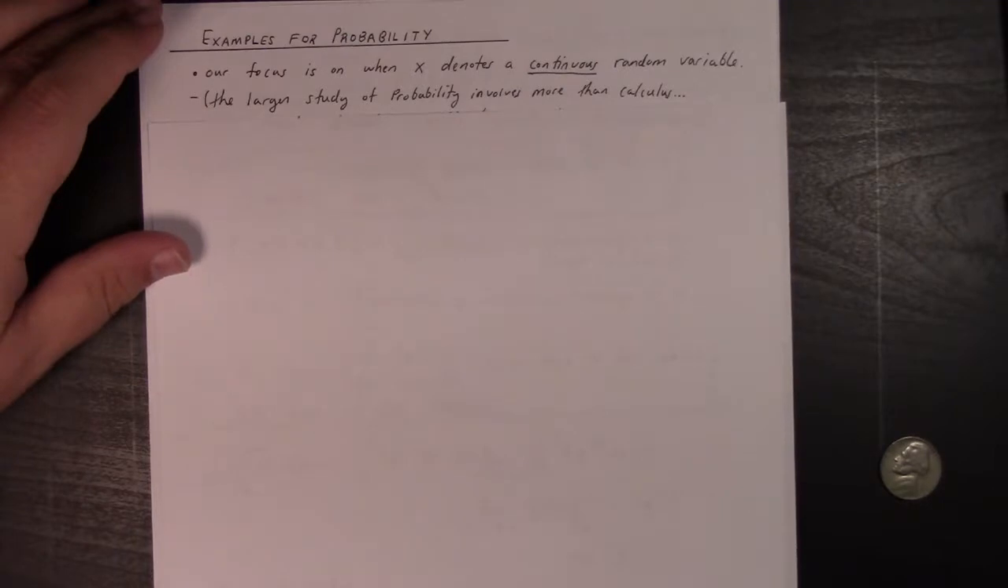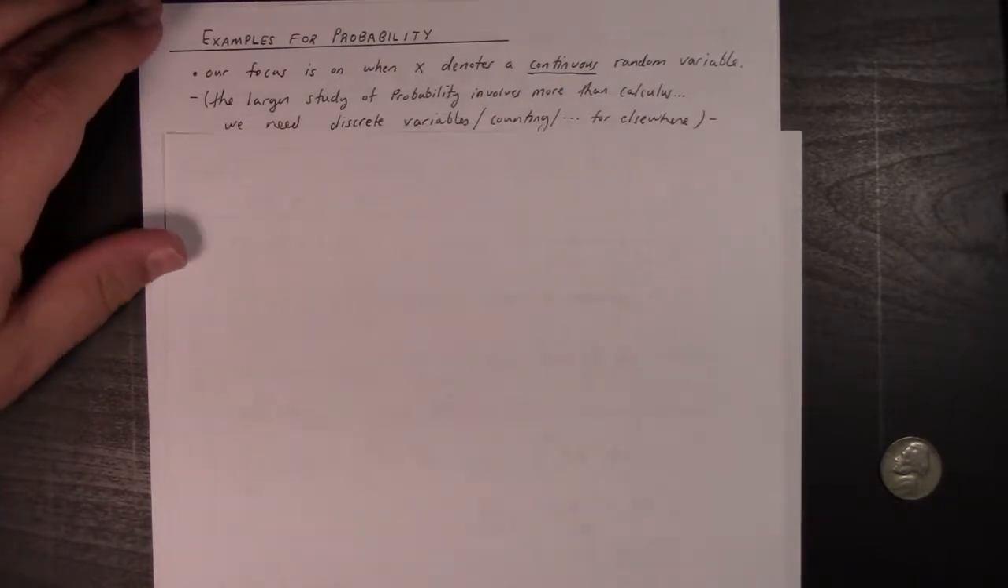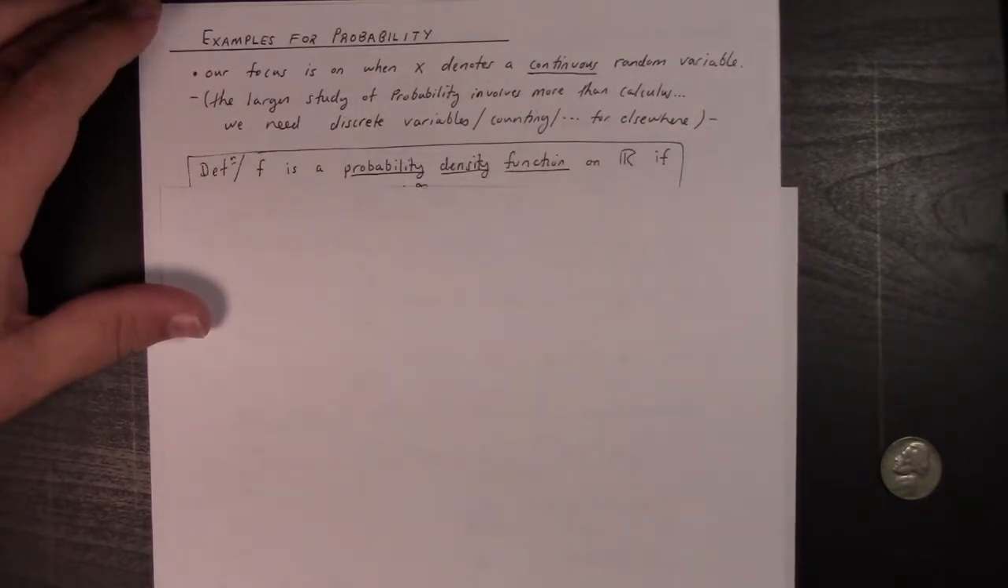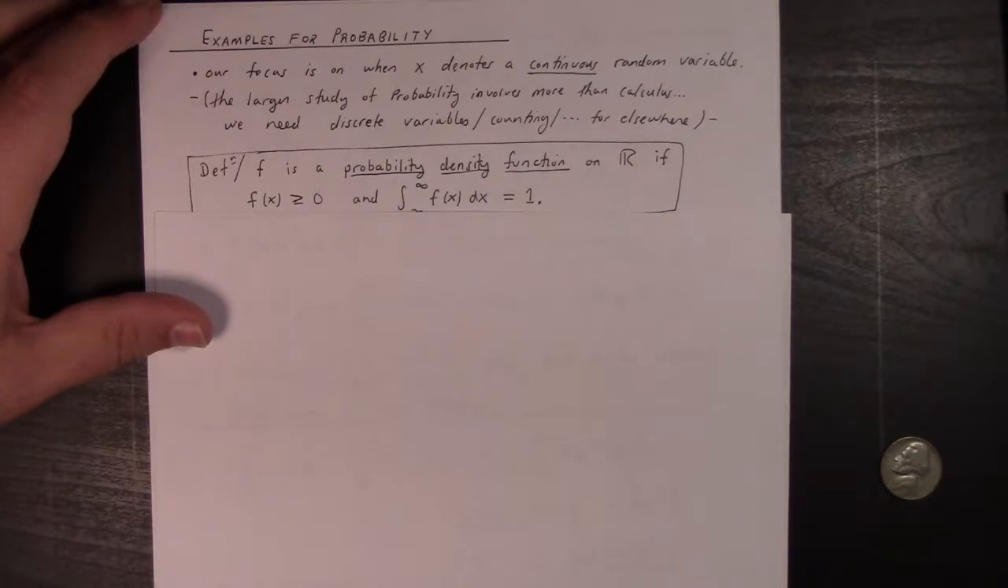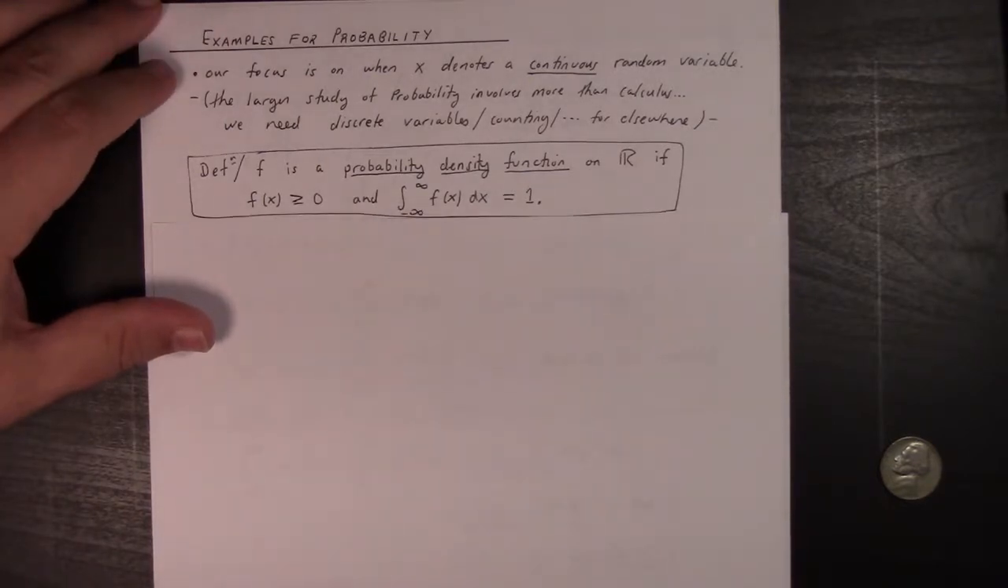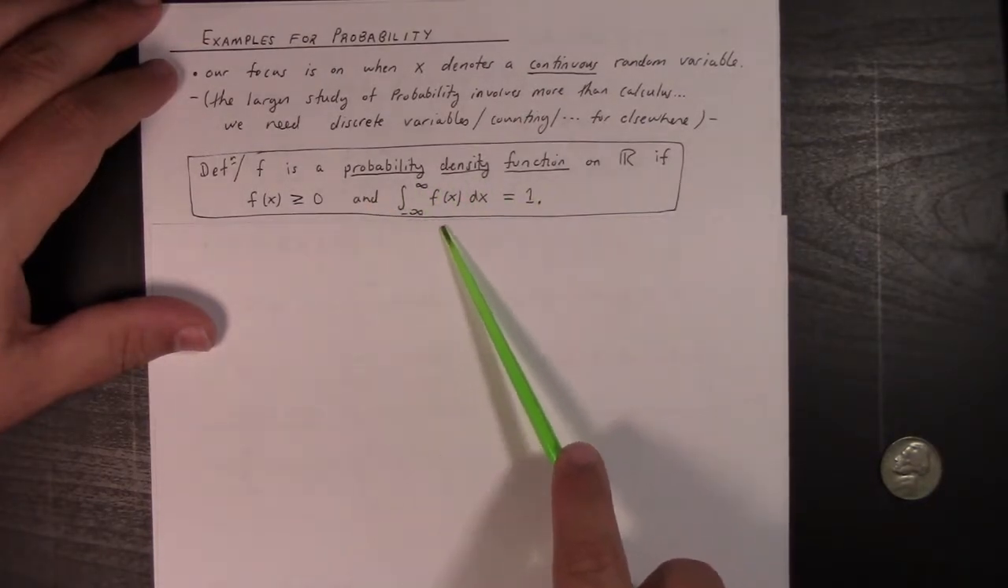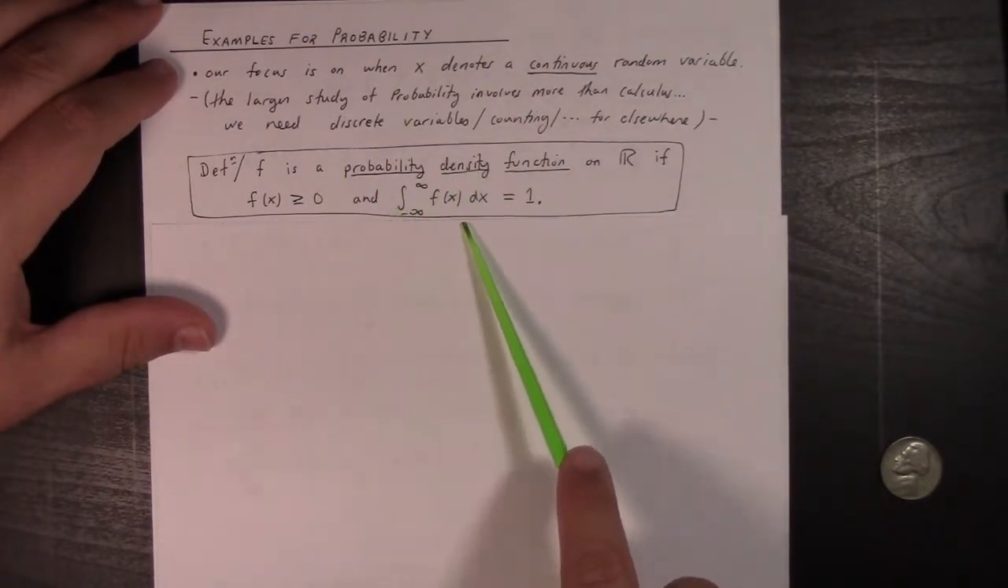The larger study of probability, of course, involves more than just calculus. We need discrete variables and counting and all kinds of other stuff. But here's what we're going to do here. f is a probability density function on the reals if it's a non-negative function whose integral from minus infinity to infinity is 1. This condition is to say that f of x is normalized to 1.